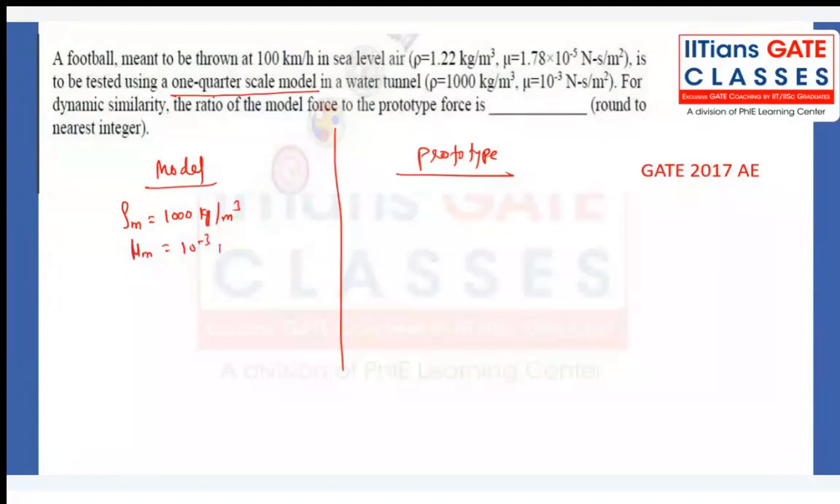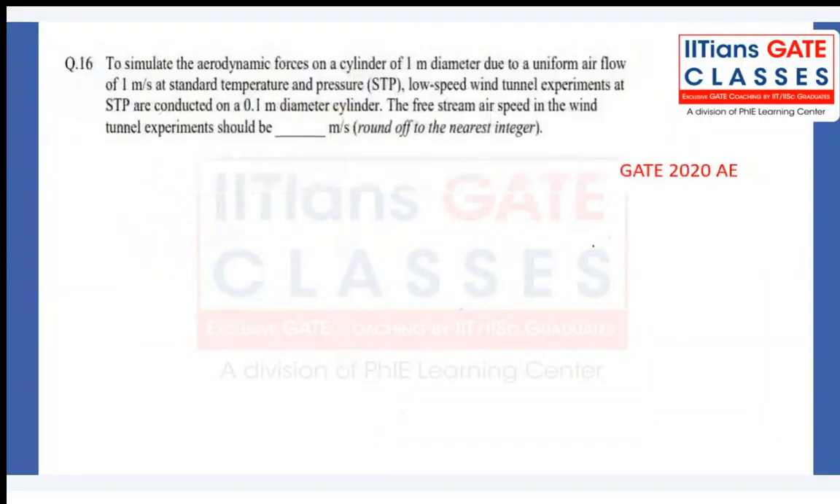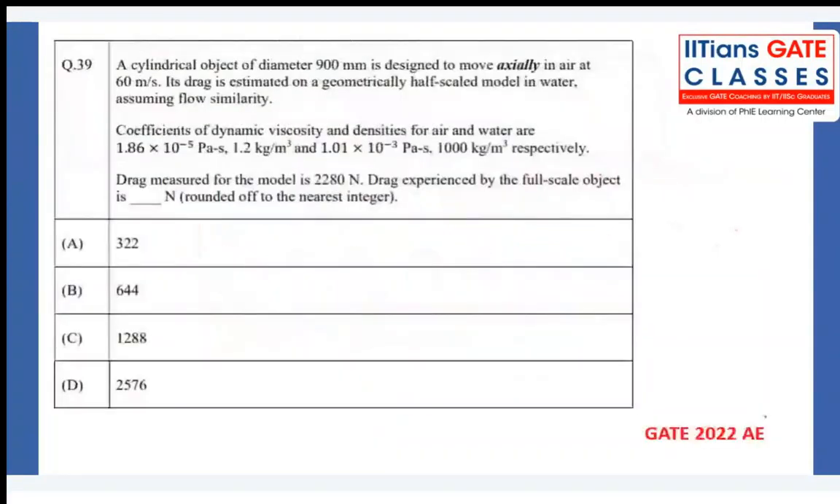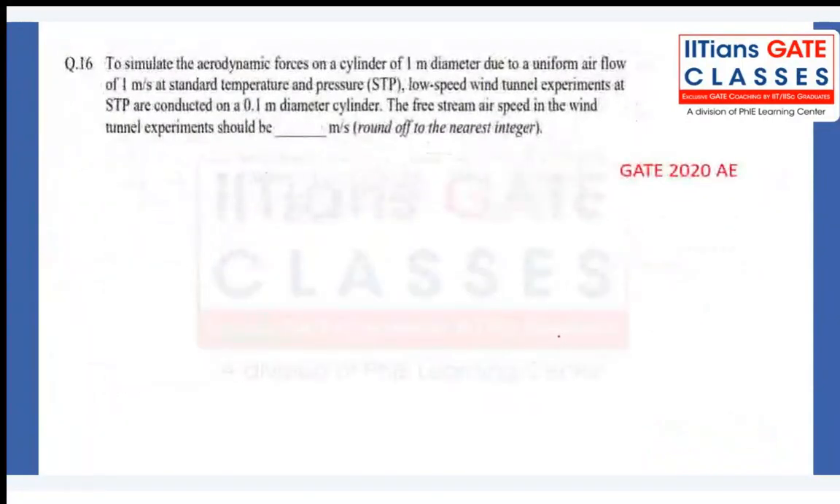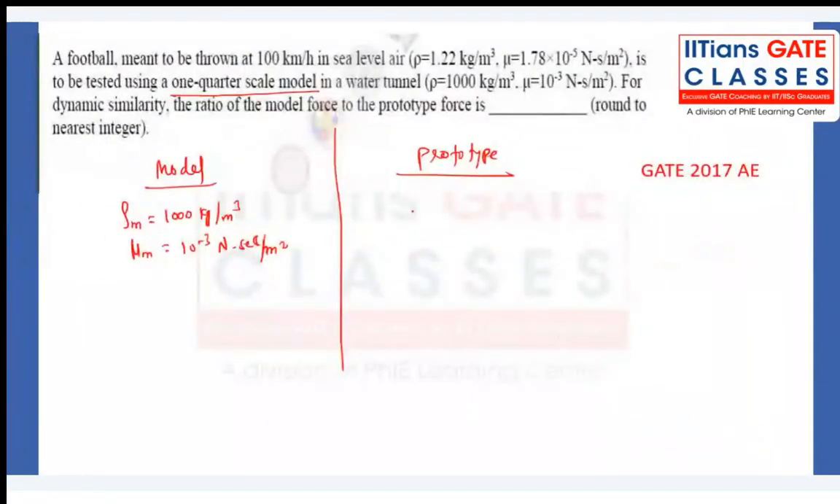This chapter is very important. Every year, see 17, 20, 22, 23, every year they are asking questions. What is the rho of P? 1.22. Mu of P, 1.78. Whatever the unit is, you can write. This year also it came.